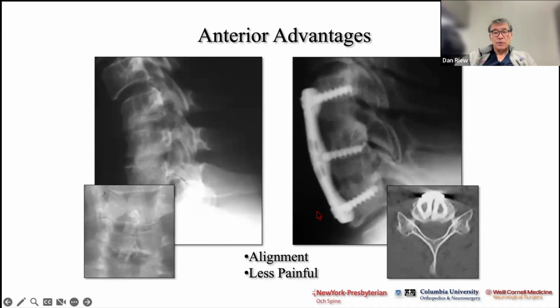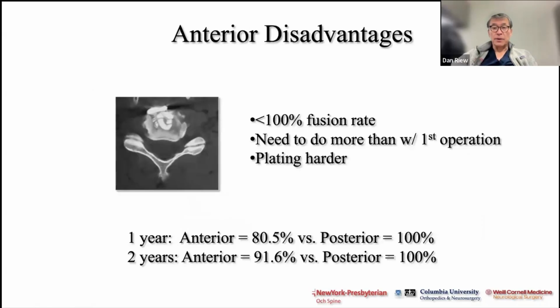And the one issue is that you're going back in anteriorly and you're not adding any more material. And so again, there are some disadvantages because you will not get 100% fusion rate. And you need to do more than what they did the first time in order to get a higher fusion rate. And if they put in a plate, you remove it and you've got to put in a new plate, it's going to be harder to find the holes to get those plate screws in.